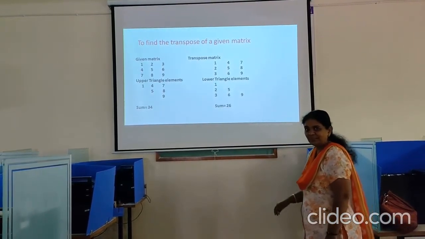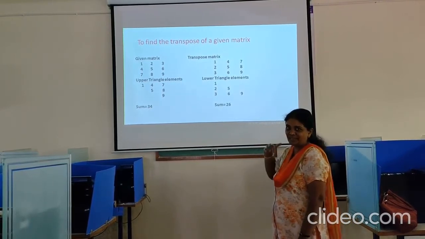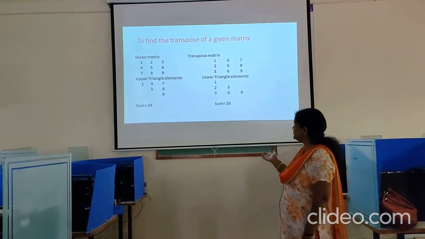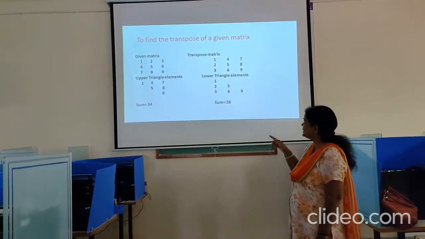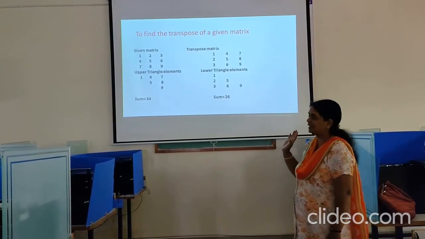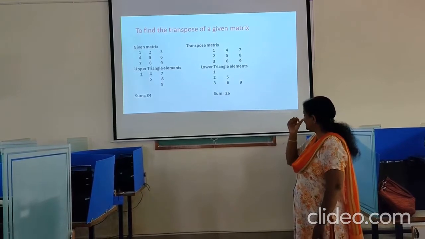Here is a problem. You will be given a matrix and you have to transpose the matrix, and after transposing the matrix we need to find the sum of all the elements in the upper triangle and the sum of all the elements in the lower triangle. As you can see here, the given matrix is 1, 2, 3, 4, 5, 6, 7, 8, 9.